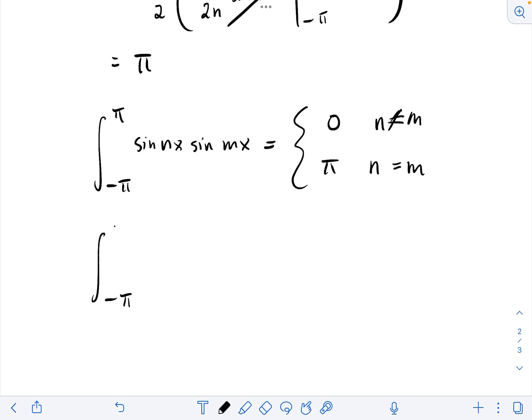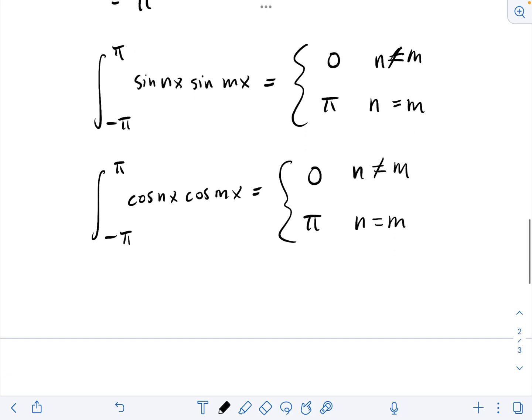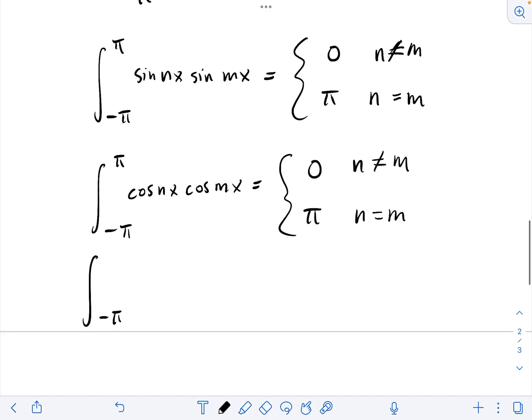Okay, so I'm going to leave it as an exercise for you to show that the integral of cos nx times cos mx from minus pi to pi has the exact same outcome. It's 0 when n and m are not equal, and it's pi when n is equal to m. And there's a third one, and that is cos nx times sine of mx, and that is going to be equal to 0 for both cases, for all n and m positive integers. It doesn't matter if they're equal or not equal.